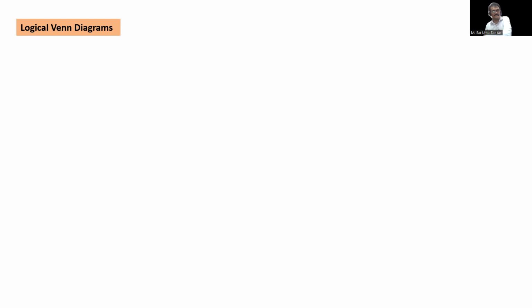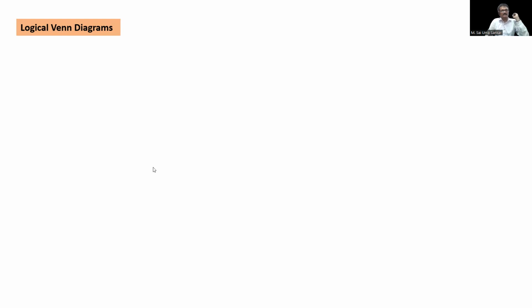Today's topic is logical Venn diagram. Mathematical Venn diagrams and logical Venn diagrams are both there. The mathematical Venn diagram is generally asked in the quantitative aptitude section. But what about the logical Venn diagrams? They are purely asked in the reasoning part.